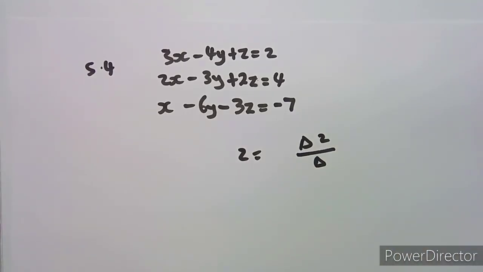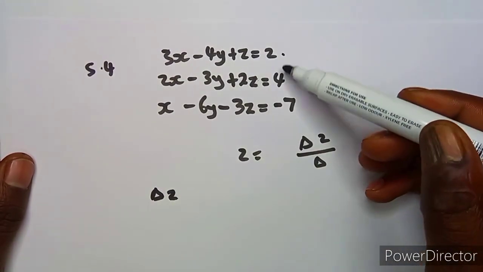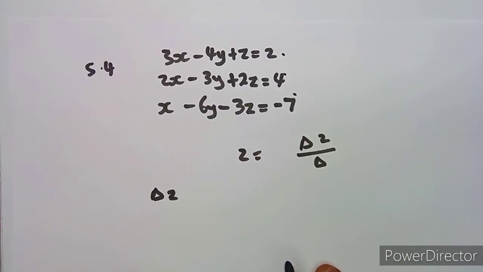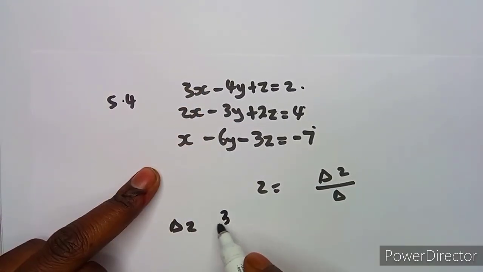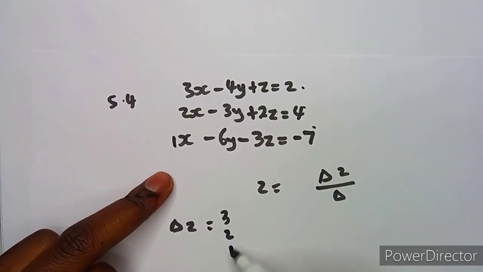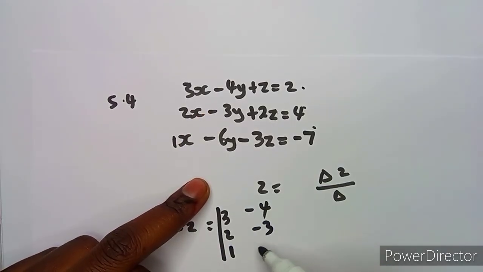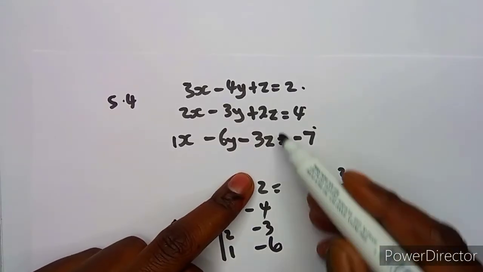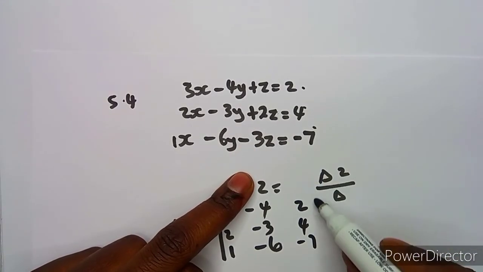So we are going to find the determinant with respect to z, which is in place of z here. We are going to substitute with constants, which is 2, 4, and 6. So this whole part remains as it is. Remember, guys, it remains as it is, which is 3, 2, and this is a 1 here. So this is 1, and this is -4, -3, -6. Okay, this in place of z, now you substitute with 2, 4, -7, just like that.